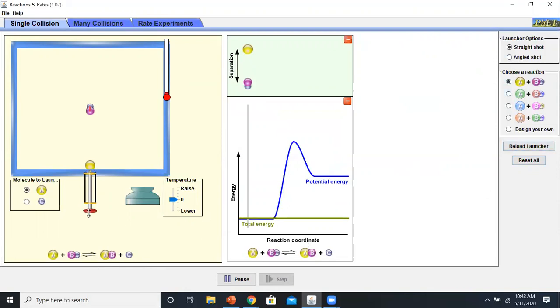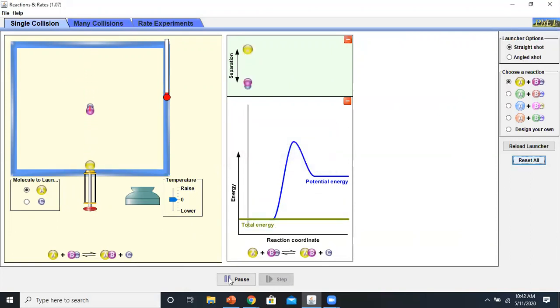What if I just barely pull on the slingshot? In this case, it hit in the correct orientation, but notice that I'm not even getting my product at all. I'm not quite getting over this activation energy barrier. So that's something that you also have to understand. These things have to hit in the correct orientation, and they also have to collide with enough force to actually get your product. That's something that I think is important for you guys to be able to understand.